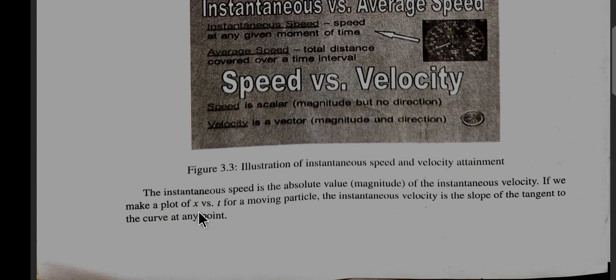So here we can see that the instantaneous speed is the absolute value. Absolute value is talking about the magnitude. Instantaneous speed is the absolute value, that's the magnitude, of the instantaneous velocity.